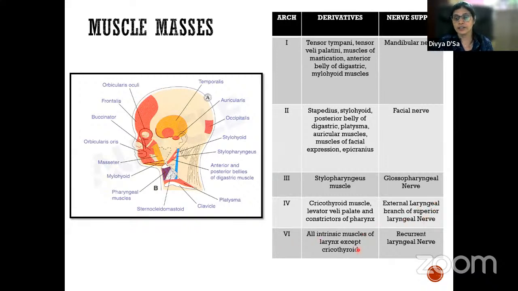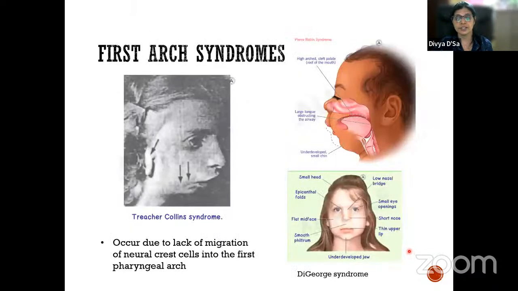Sixth arch, all the intrinsic muscles of the larynx except for cricothyroid, because it is derived from fourth arch. This is again a Viva question, which intrinsic muscle is not derived from sixth arch, and why. Cricothyroid is supplied by external laryngeal branch. So you should know the answer, okay? So rest all intrinsic muscles are supplied by the recurrent laryngeal nerve.